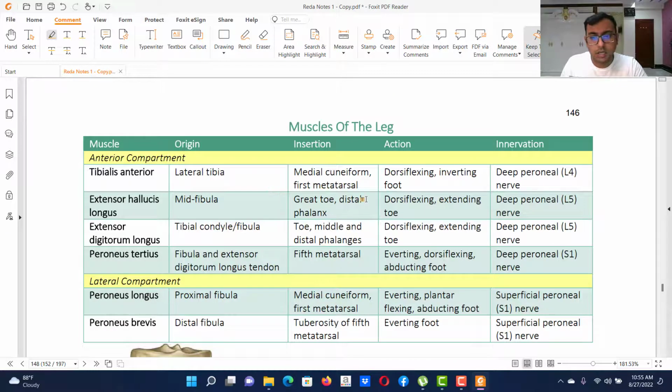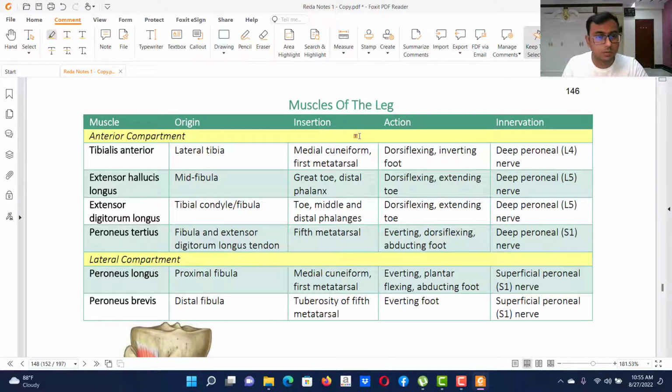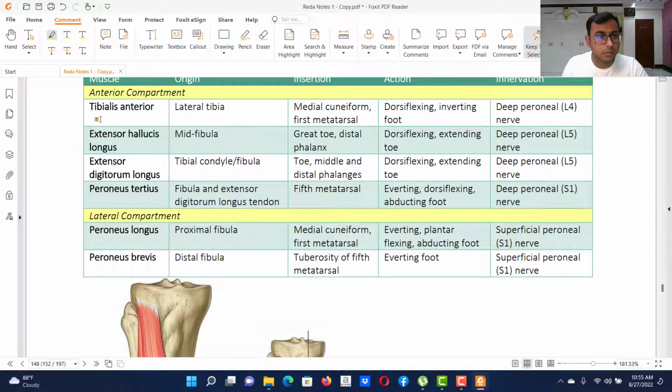Now the muscles of the leg. So that is all about the thigh. The muscles of the leg have three important compartments: anterior compartment, lateral compartment, and posterior compartment. Now the anterior compartment consists of tibialis anterior. All these muscles are in the anterior extensor group, so it is also called the extensor group of leg muscles.